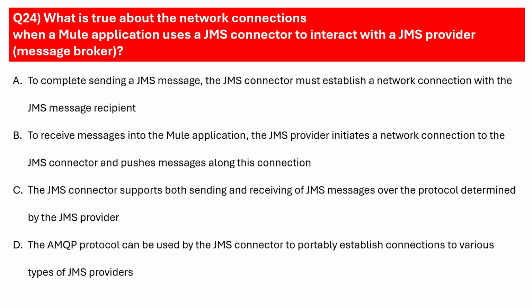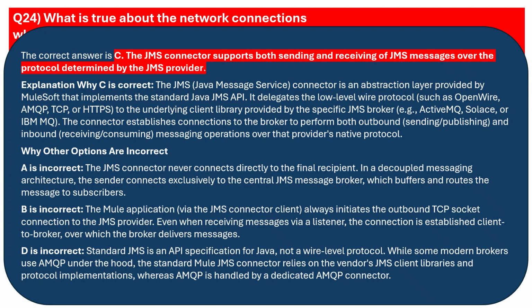C. The JMS connector supports both sending and receiving of JMS messages over the protocol determined by the JMS provider. D. The AMQP protocol can be used by the JMS connector to portably establish connections to various types of JMS providers. The correct answer is C. The JMS connector supports both sending and receiving of JMS messages over the protocol determined by the JMS provider.